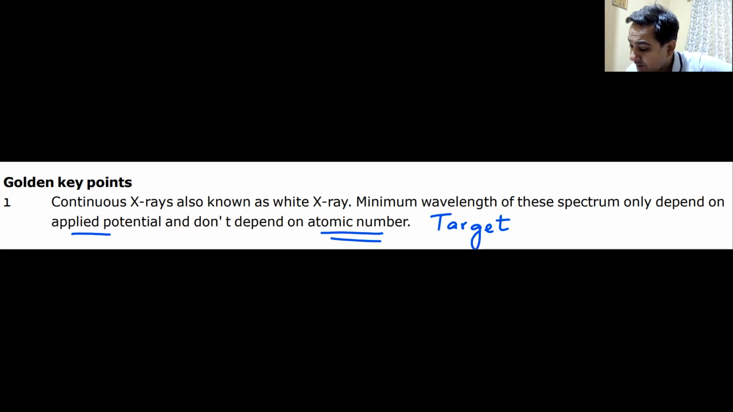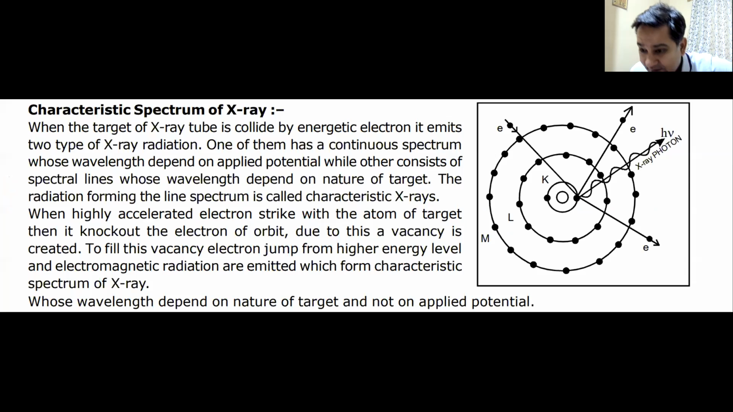These X-rays depend on the type of the target that we are using, and hence the name characteristic spectrum of X-ray. Characteristic refers to the target metal, that this depends on the characteristic of the target metal. For different metals, we will have different types of X-rays coming here. Do we understand this? So there is one type of X-ray which does not depend on the target. There is another type of X-ray which depends on the target metal.